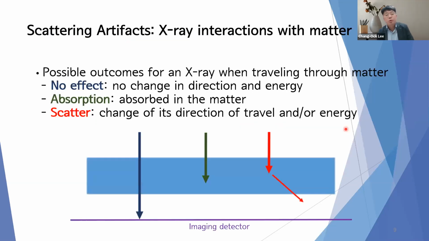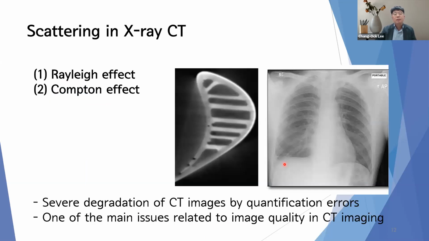Now, let's move to the scattering artifact. If an X-ray beam is going to some product, there are 3 cases. One, it penetrates. Another, it is absorbed totally. And another thing is the signal is scattered. And in this case, if the signal is scattered, we get the scattering artifact. So there are 2 sources of scattering artifact. One is the Rayleigh effect, and another is the Compton effect. Here I don't want to explain what the Rayleigh effect and the Compton effect are, but you should remember we have 2 major effects that cause scattering.